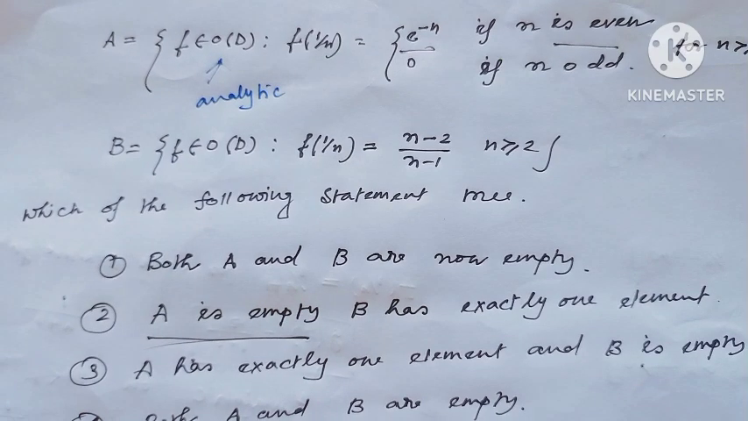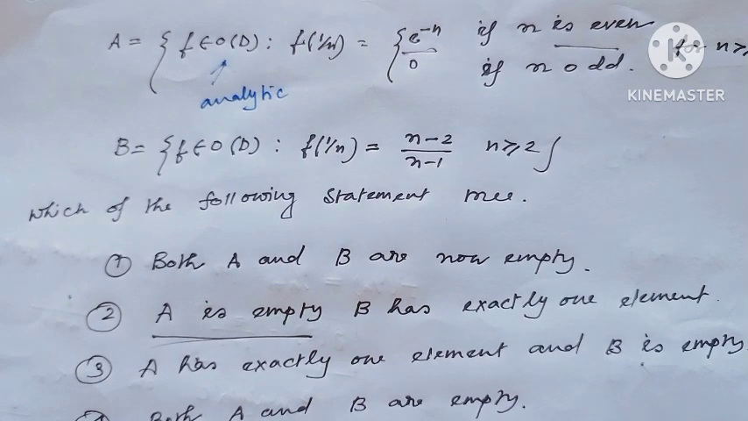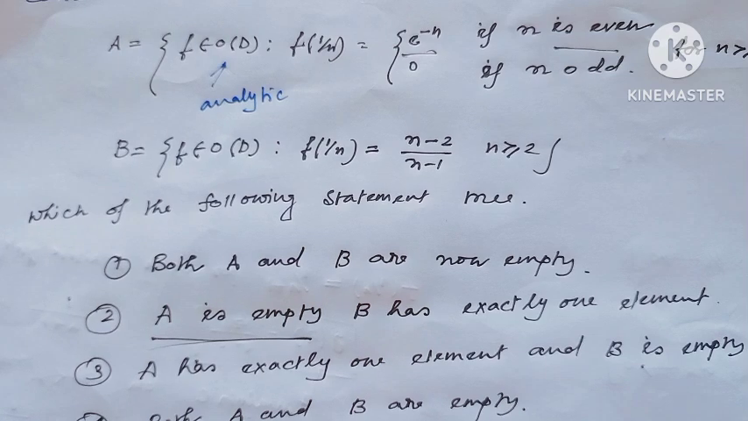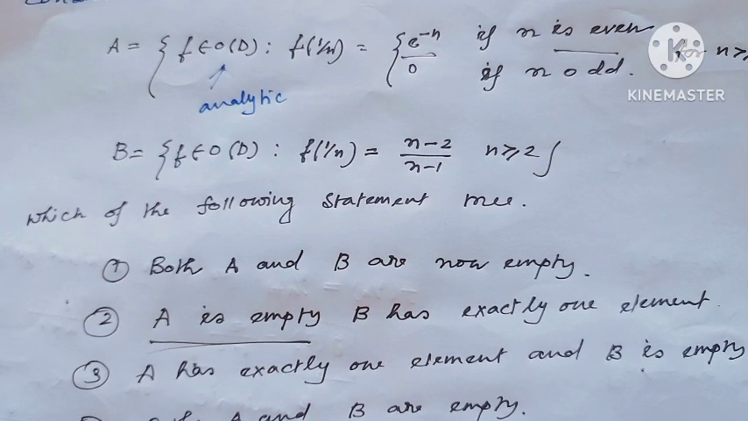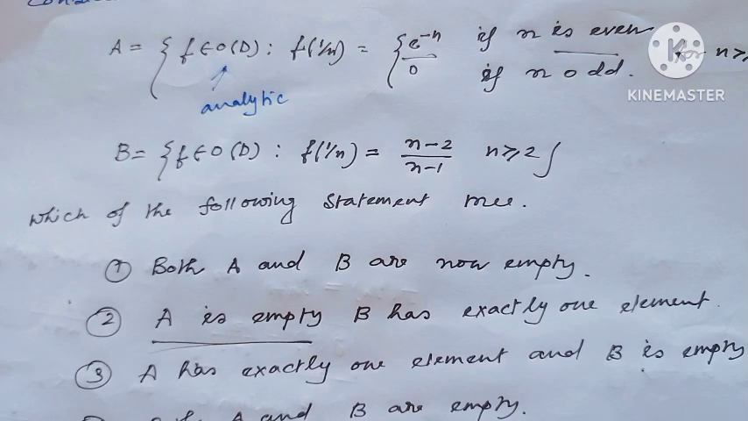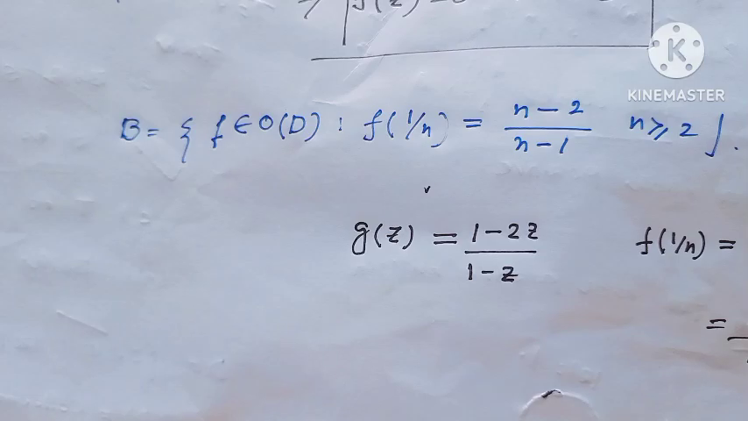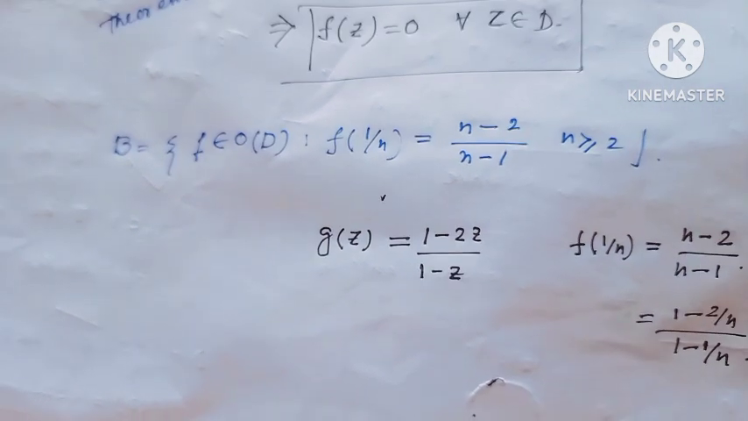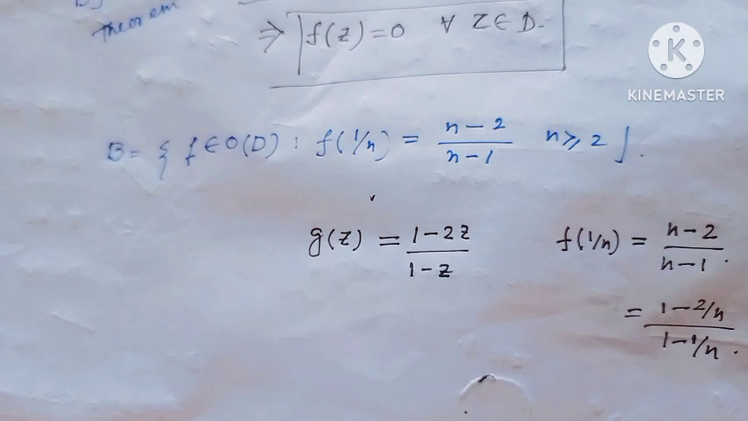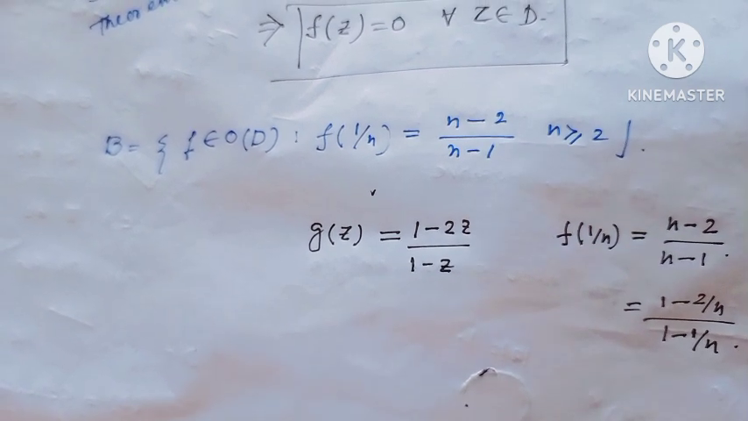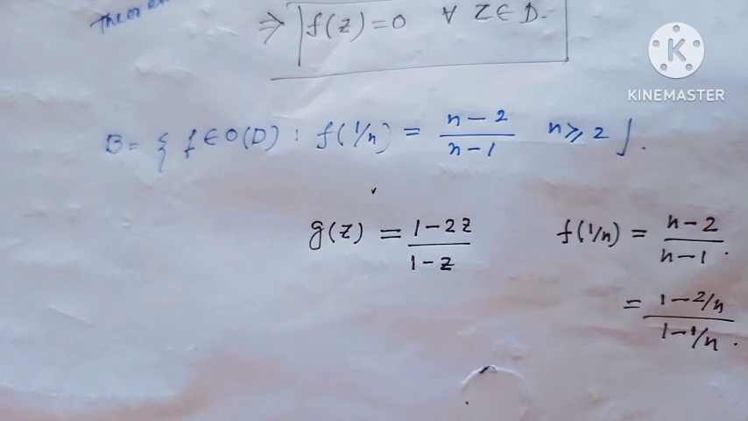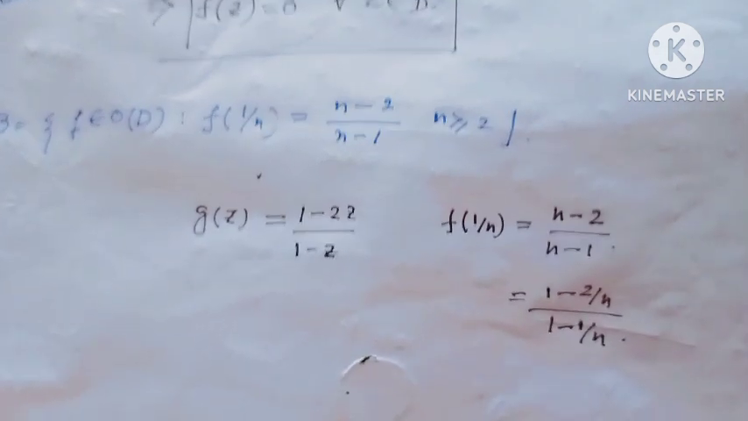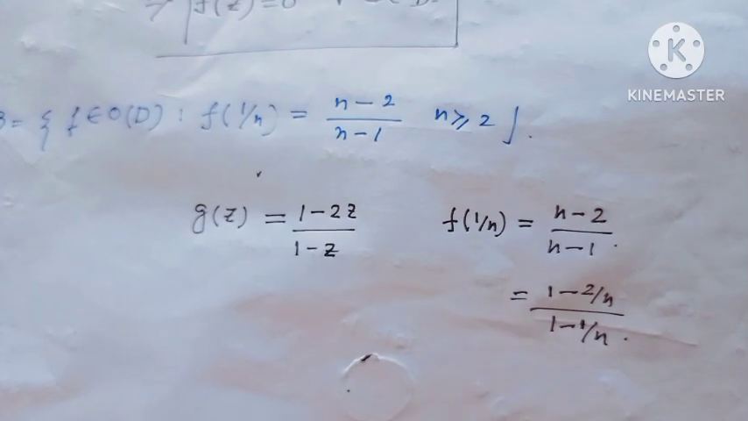Now I will see the set B. B is the set of f belongs to O(D) such that f of 1 over n equals n minus 2 over n minus 1, and this is true for n greater than or equal to 2. For this, consider one arbitrary function g(z) equal to 1 minus 2z over 1 minus z. How do we have to find the g(z)? This I have shown a few minutes ago.